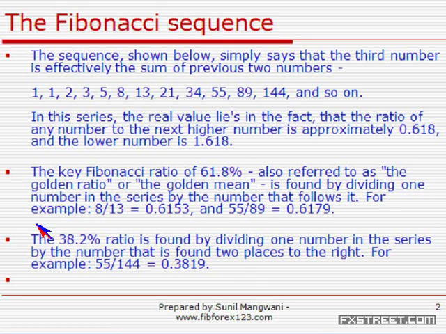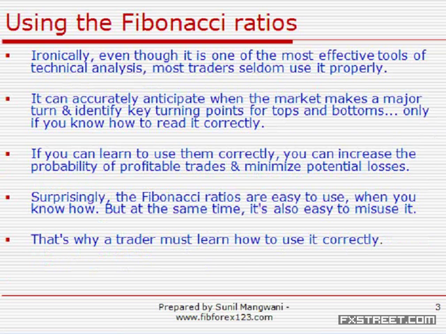Similarly, the 38.2 ratio divides one number in the series by the number two places to the right. So in this case, I would look at 13 divided by 34, which will give you 0.382. Similarly, the 23.6 and so on and so forth. So the Fibonacci ratios that we use in the financial markets today are derived from this mathematical series. Right? There's just some theory part of it. You must understand where it comes from.